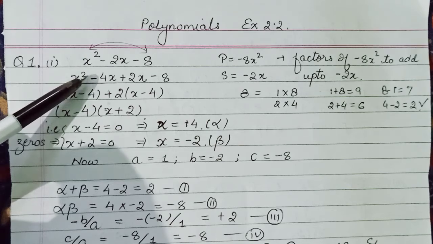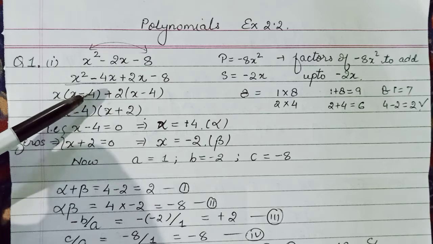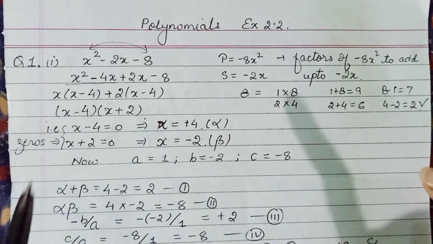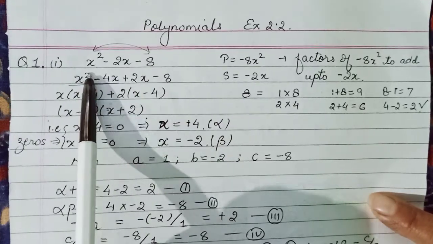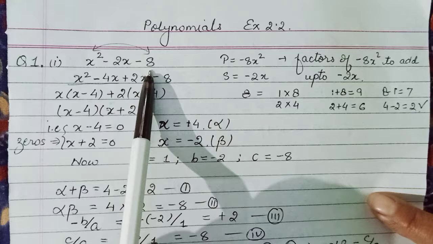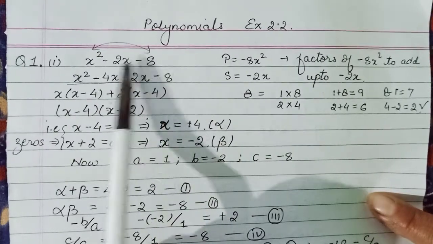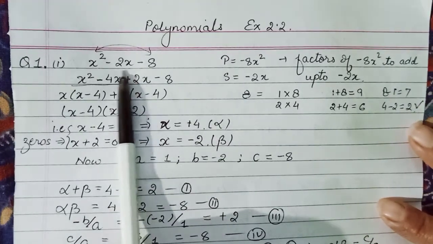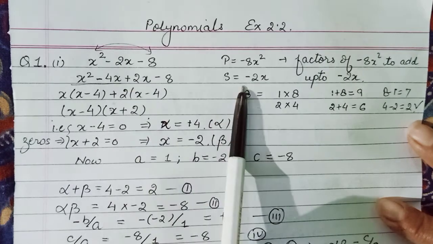We'll do it by the sum product method, which we also call splitting the middle term, which you've studied in class 8 and 9. But I'm still doing a quick revision here. So what do we do in that? We consider the first and the last term, meaning the highest power and the constant term, and we treat this as the product, minus 8 into x square. So that becomes our product, and the middle term, which we have to split, is taken as the sum, minus 2x.